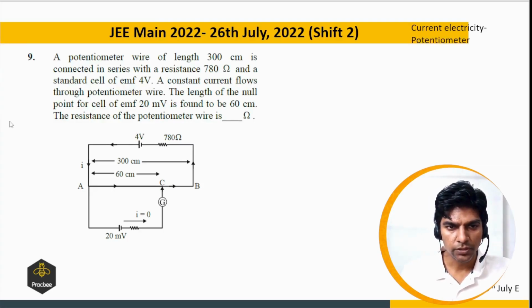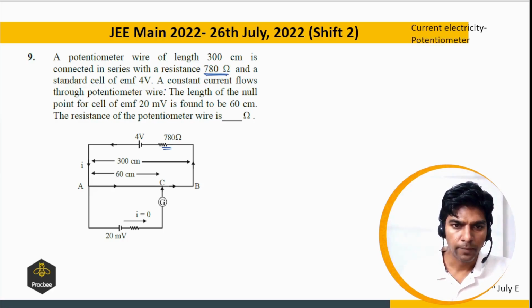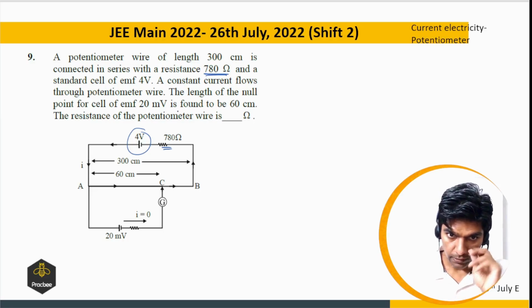Let us see the next question. A potentiometer wire of length 300 centimeter is connected in series with a resistance of 780 ohms and a standard cell of EMF 4 volt is there, right? A constant current flows through the potentiometer wire and the length of the null point for the cell of EMF 20 millivolts is found to be 60 centimeter.